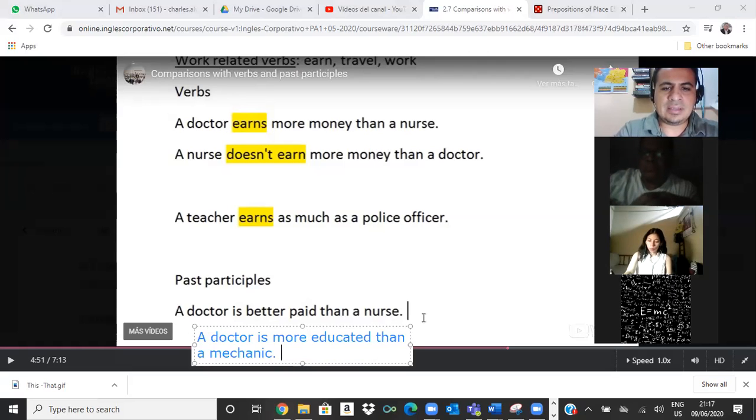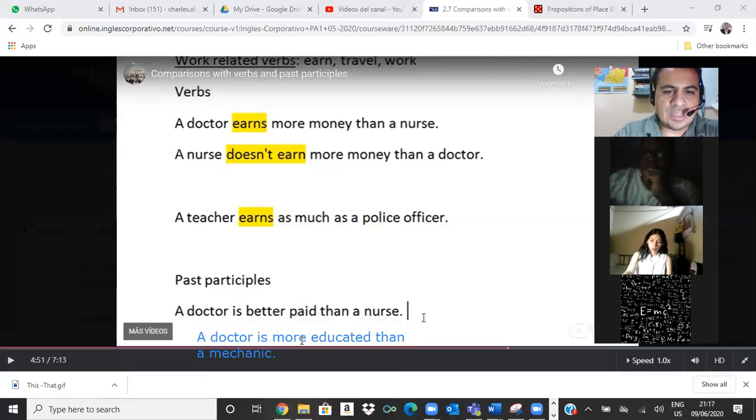En lo que va de diploma, diplomas that they have. Okay, can you hear me better? Okay. So this is another example that I want to do. A doctor is more educated than the mechanic. Here I use educated, past participle, okay?